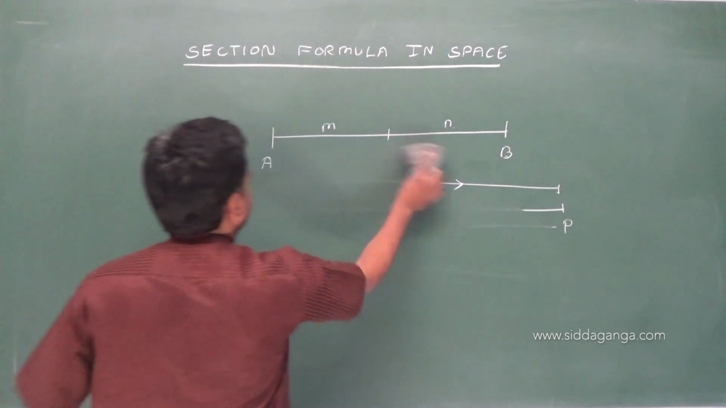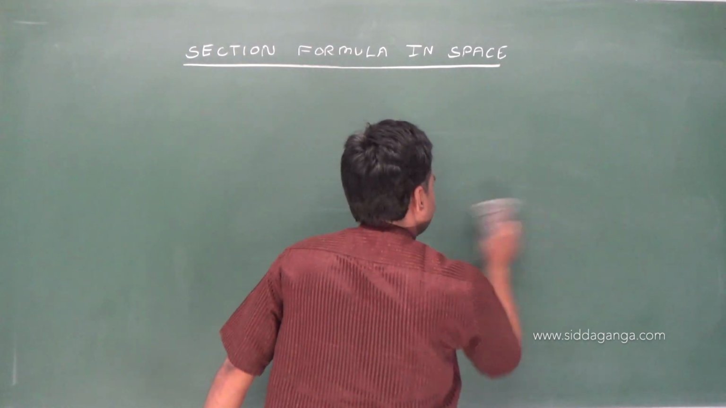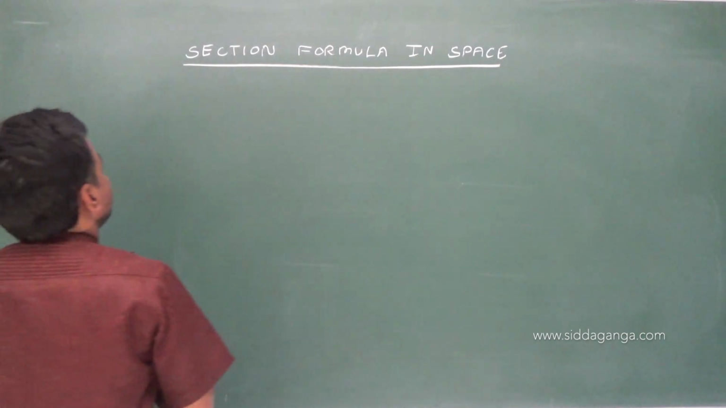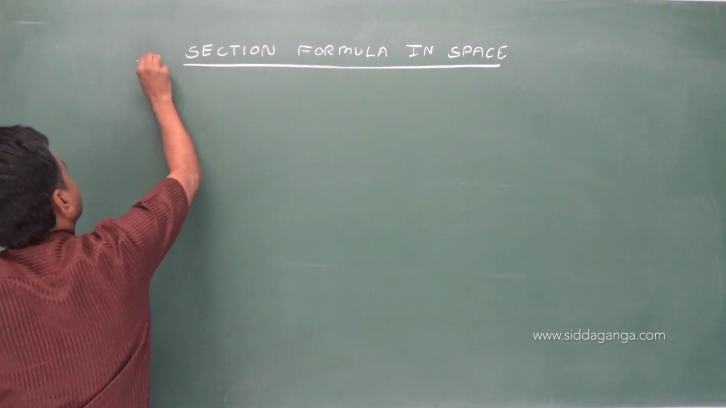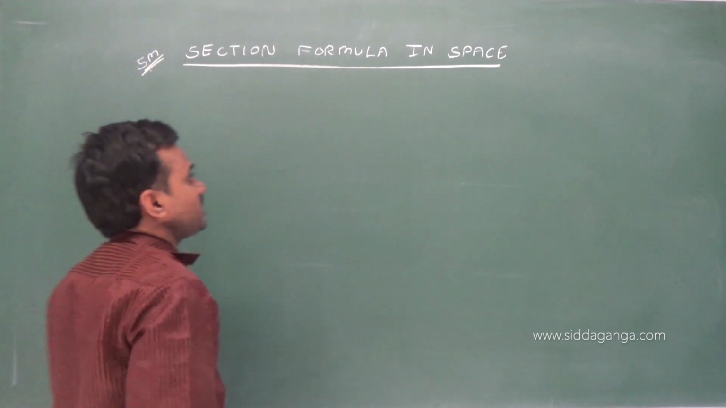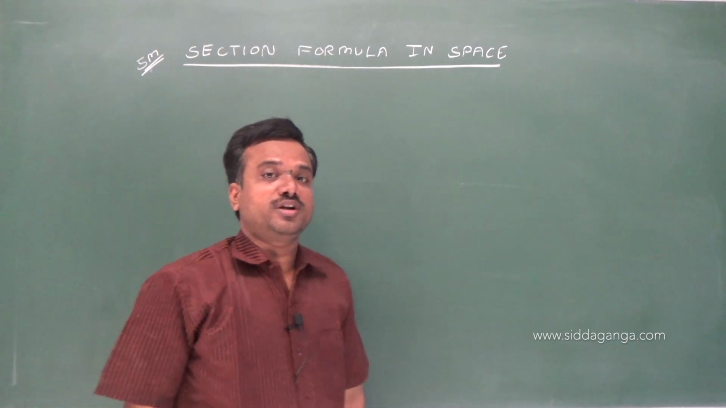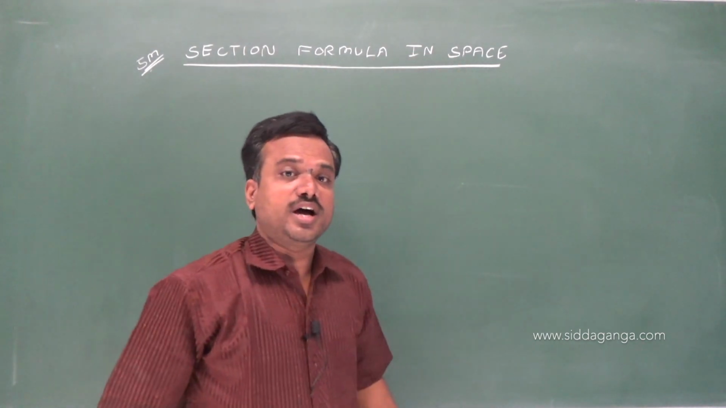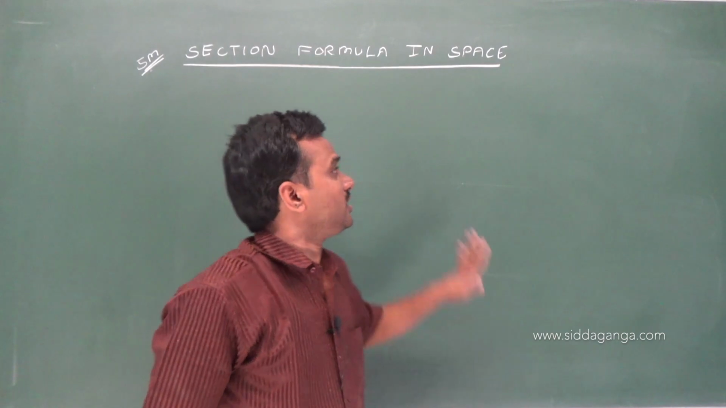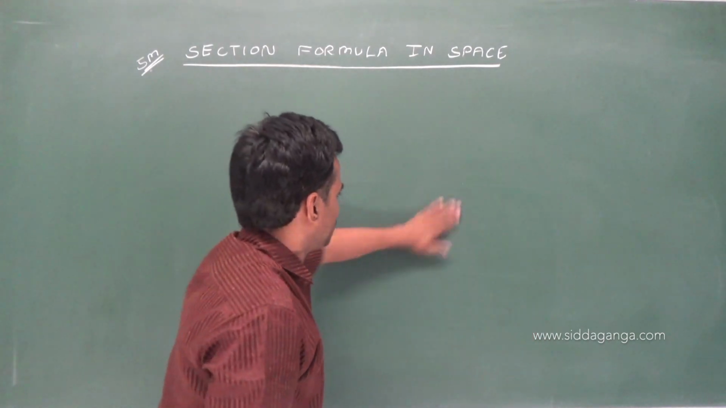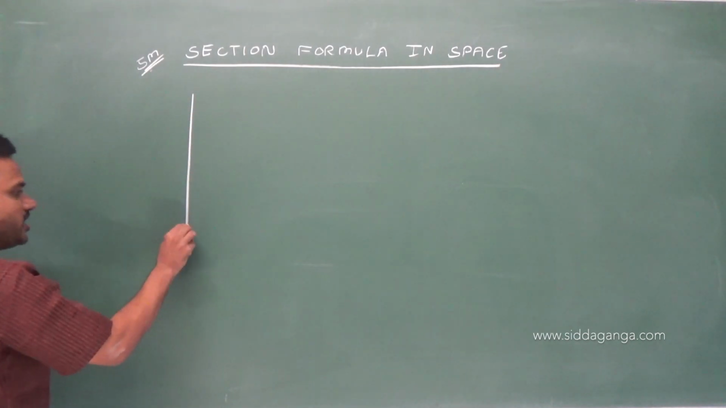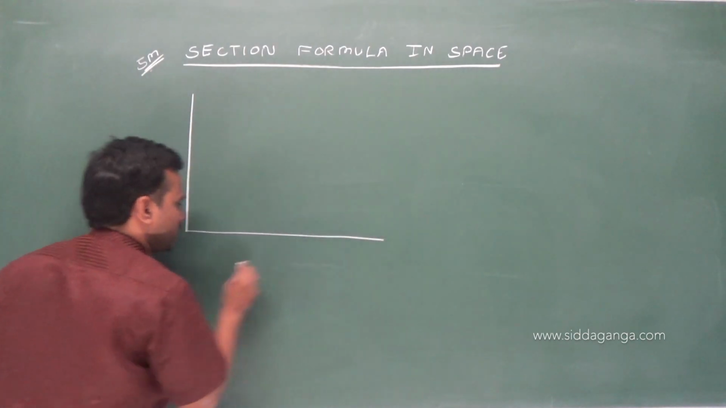Clear? Okay. So we know the concept of section formula. Then we derive the section formula in space. It is a very important derivation for 5 marks in the annual examination. Very, very important derivation. Derive the section formula in space. Okay. So what we do? We draw the space.